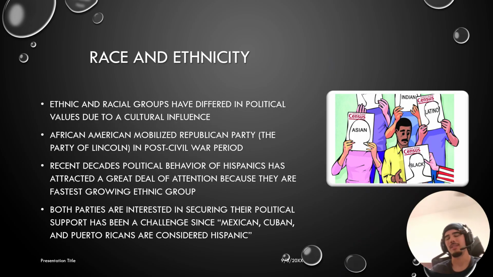Now, race and ethnicity. This is known as identity politics. I think most politicians think this actually matters a lot. And I'm not saying it's not important. I just think socialization and life experience are the two most important ones.